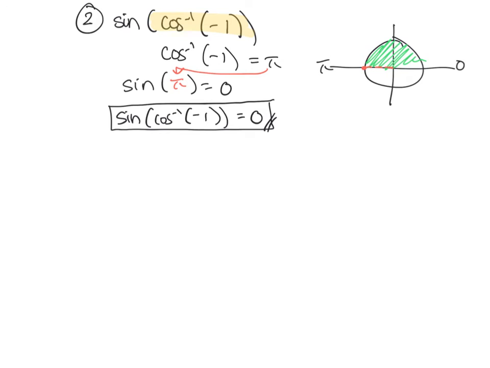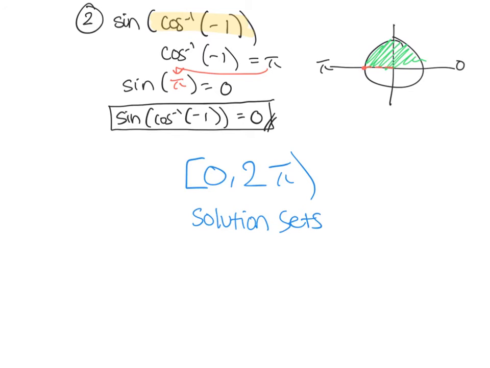I just want to remind you, for solving as well, we're looking for all of the answers between 0 and 2 pi. So again, there may be more than one answer, and I would also like you to put your answers in solution sets. So this is your reminder for solving. We're looking for all of our answers between 0 and 2 pi and in solution sets. So let's get started.